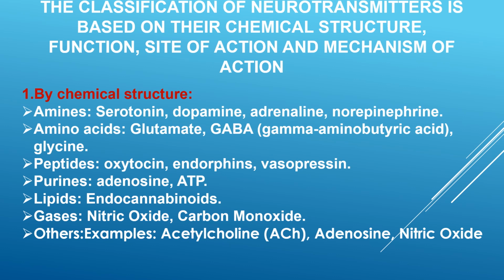Peptides: oxytocin, endorphins, vasopressin. Purines: adenosine, ATP. Lipids: endocannabinoids. Gases: nitric oxide, carbon monoxide. Other examples: acetylcholine, ACh, adenosine, nitric oxide.